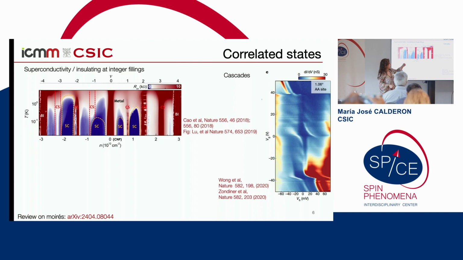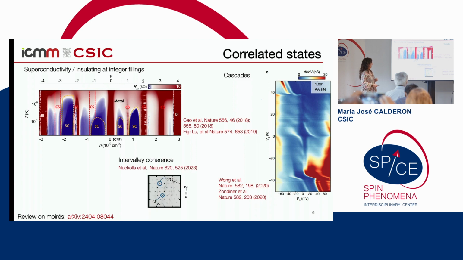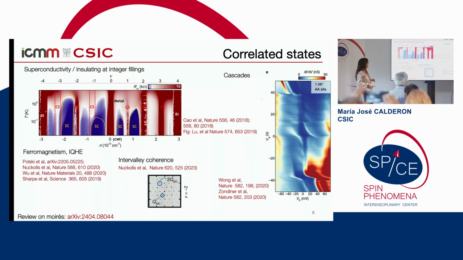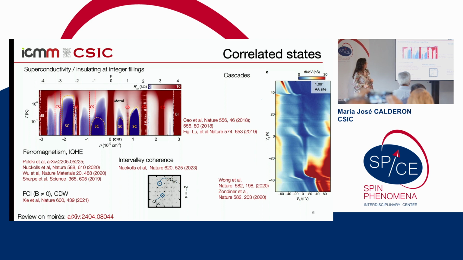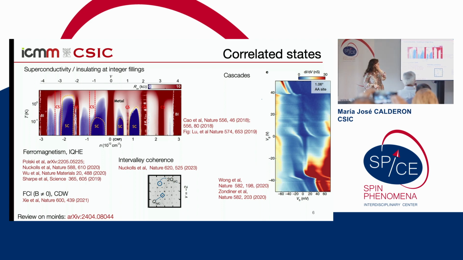So there was the observation of cascades, which I will talk about a lot later. But also many other correlated states, like intervalley coherence, ferromagnetism, integer quantum Hall effect, fractional Chern insulators, charge density waves. If you're interested in that, because I'm not going to talk about all these correlated states, there is a recent review on moiré where you can see all the literature.